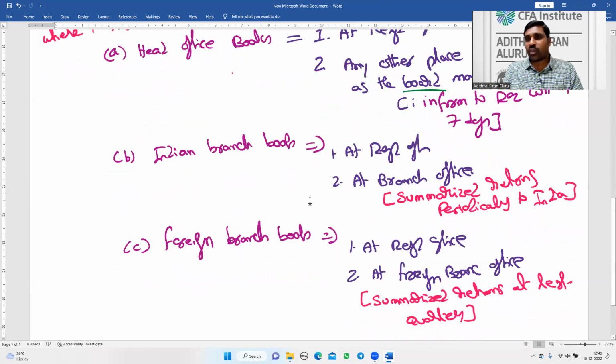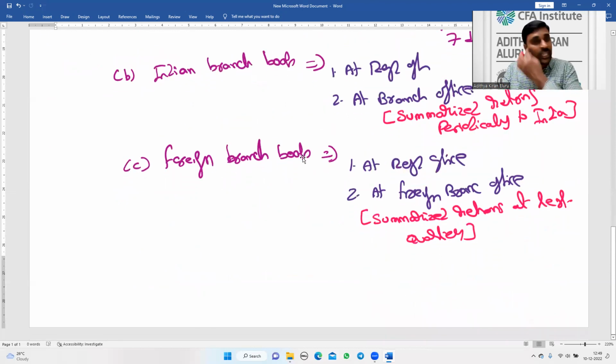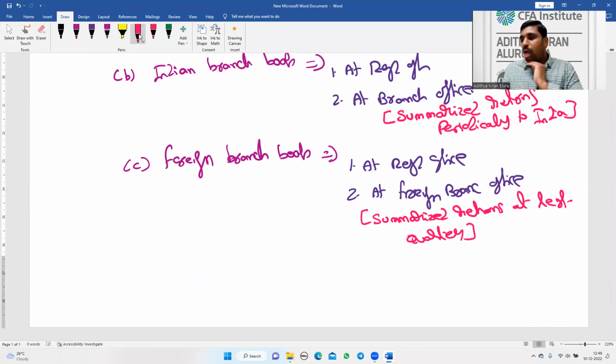Summarize returns at least quarterly. This is where to maintain the books. Next, electronic books of accounts. Electronic mode, very important question.